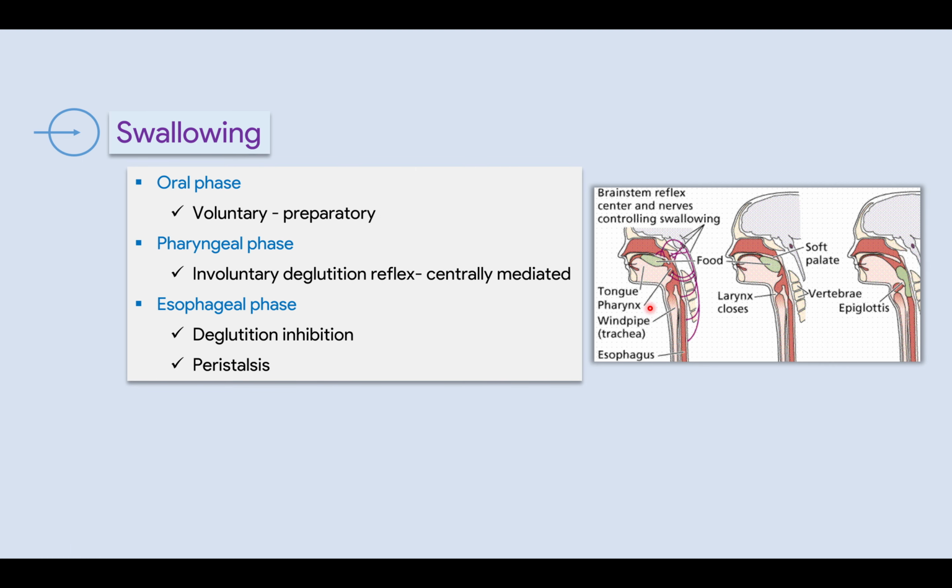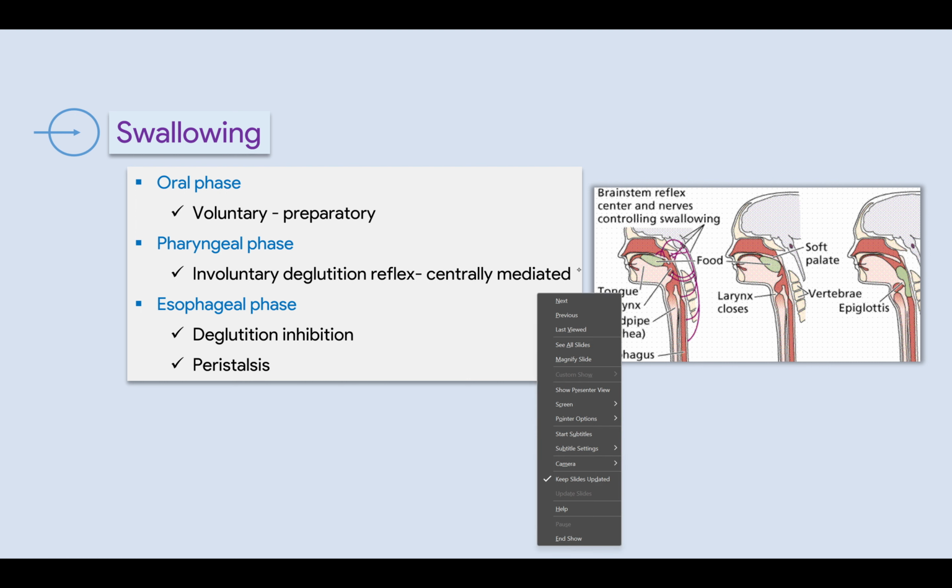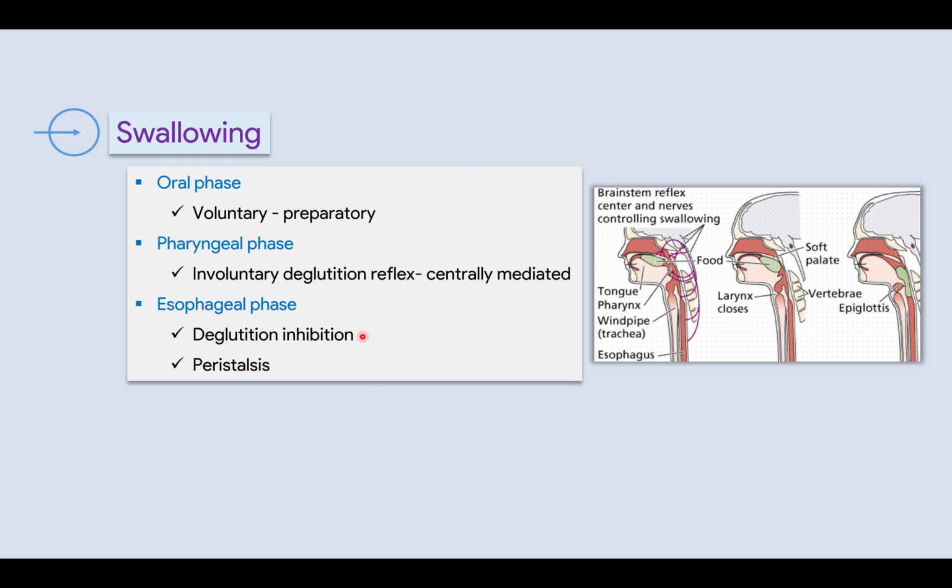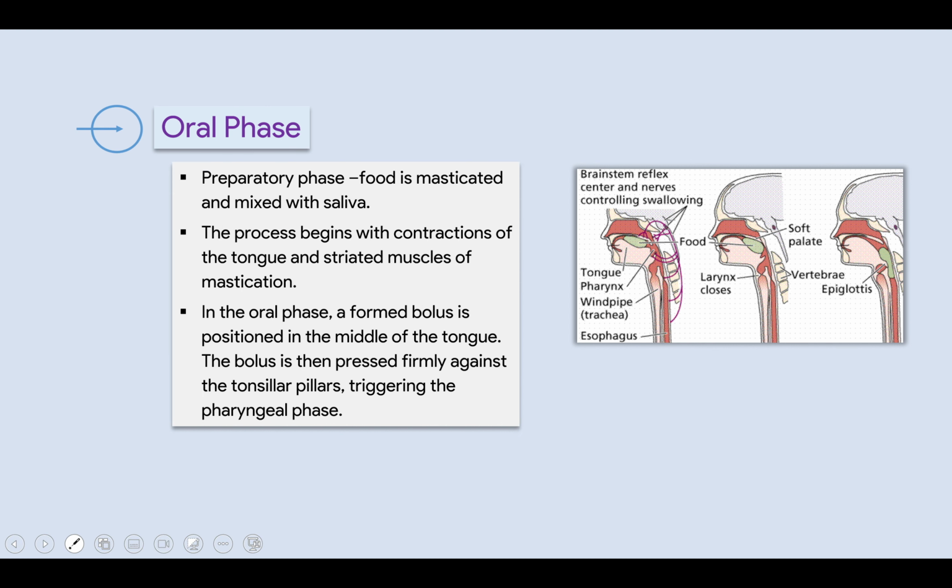So in this diagram we can see the oral phase is voluntary phase, that means it is a preparatory phase. Second phase is a pharyngeal phase, which is involuntary deglutition reflex, which is centrally mediated. There are multiple neurons which are causing this. Third is the esophageal phase, which is deglutition inhibition and peristalsis. So we will go in detail of each of these phases. The first one is the oral phase. So you can see in oral phase, the preparatory phase, which is very important.